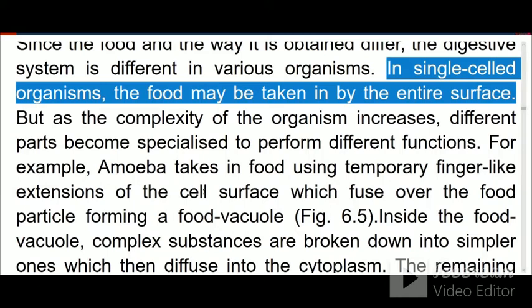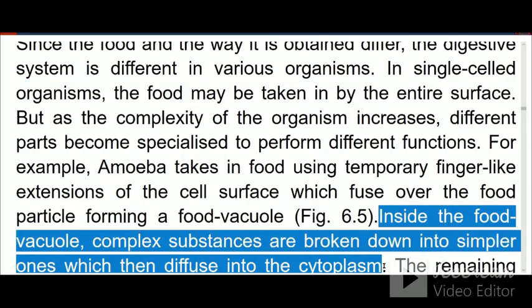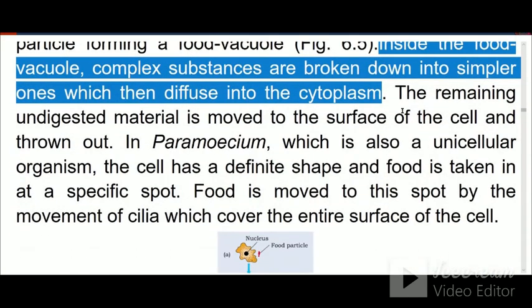For example, amoeba takes in food using temporary finger-like extensions of the cell surface, which fuse over the food particle, forming a food vacuole. Inside the food vacuole, complex substances are broken down into simpler substances, which then diffuse into the cytoplasm. So the food that they have taken is broken down into simpler substances, and that is diffused in their cytoplasm. The remaining undigested food is moved onto the surface of the cell and thrown out.